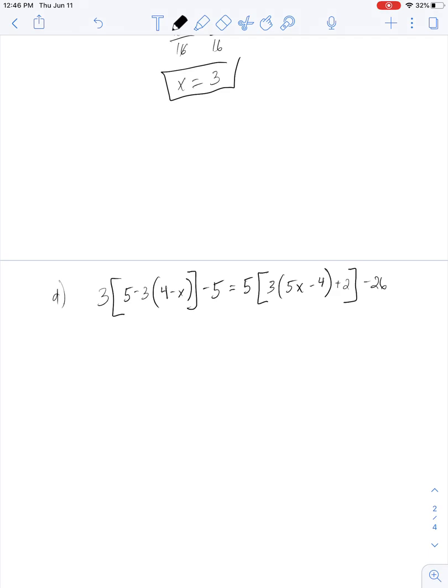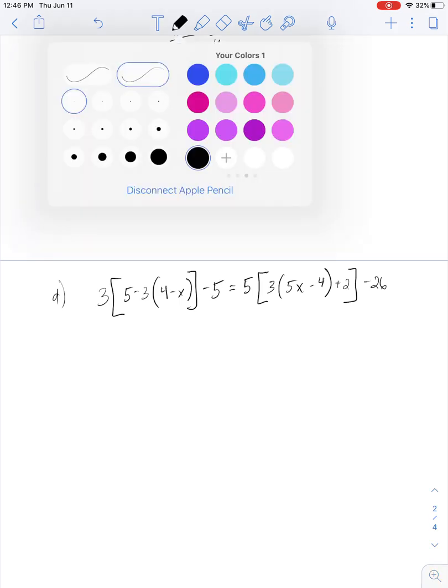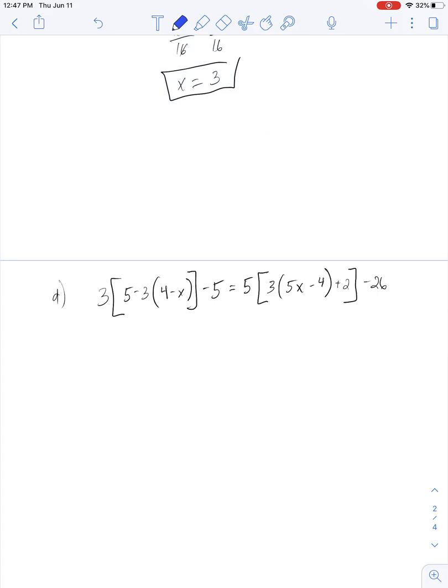So let's get rid of the parentheses first, right? We see bracket and parentheses, so we want to work from the inside out. Let's just start here. Let's get rid of this on the inside of this first set, and in here, let's get rid of this parentheses on the inside. So you work your way from the inside out, okay?